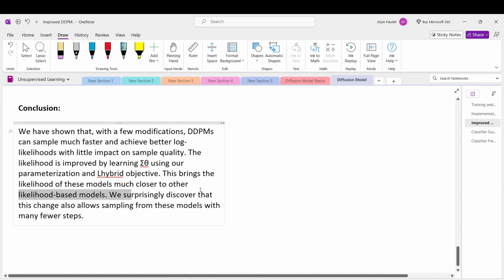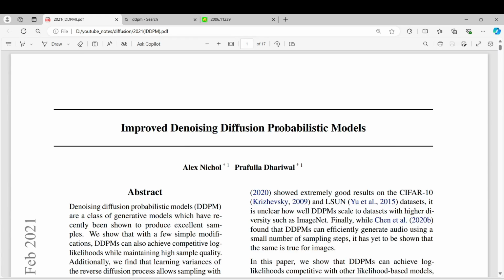We surprisingly discover that this also allows sampling from this model with many fewer steps. So they say that with these learnable variances, they can sample much faster. And this is the overview of the paper. So let's deep dive into the paper.